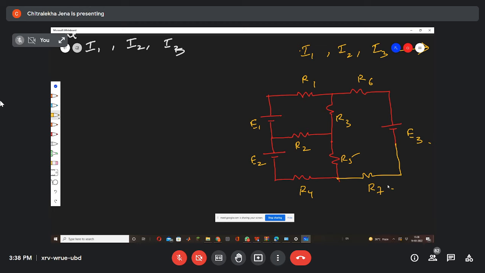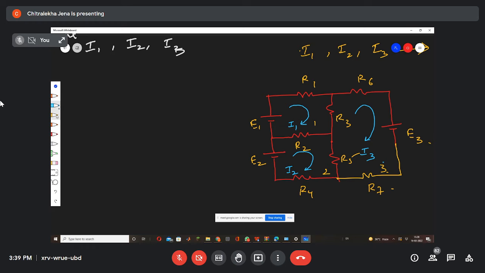Okay, tell me, how many meshes are there? Ma'am, three. Three meshes are there. So what is your first step? Name the meshes: 1, 2, 3. Then what you have to do is assign currents in each mesh in the clockwise direction. This one is I1, this one is I2, this one is I3. Are you writing or not? Yes, ma'am.